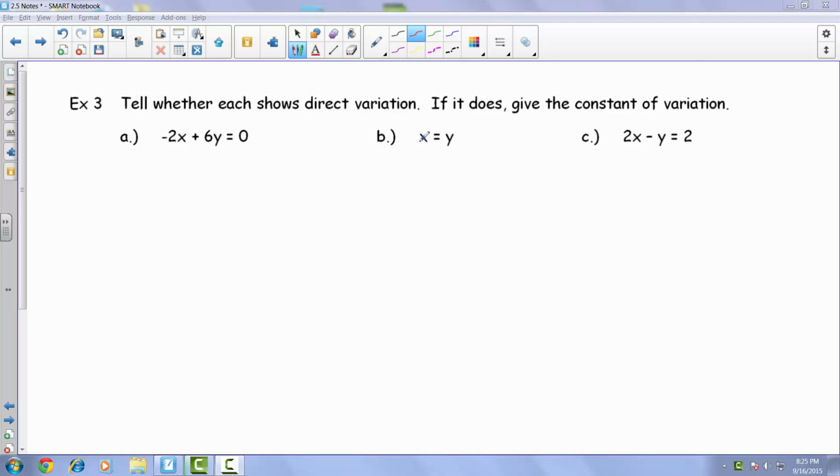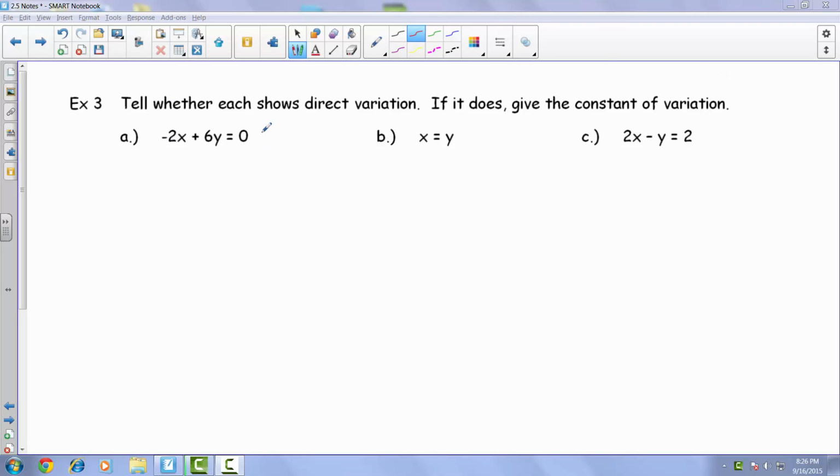Here we are at example 3 from our 2.5 set of notes. We're asked to determine if each of these shows direct variation or not, and if it does, to give that constant of variation. As a result, we need things in y is equal to mx plus b, or y is equal to kx, and hopefully that y-intercept is 0.